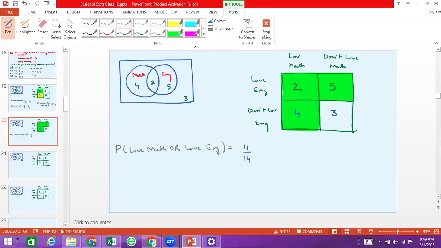But we need to include that three also, right? Because they also don't like math and English. No, but the question is they should either like math or they like English, at least one of them.